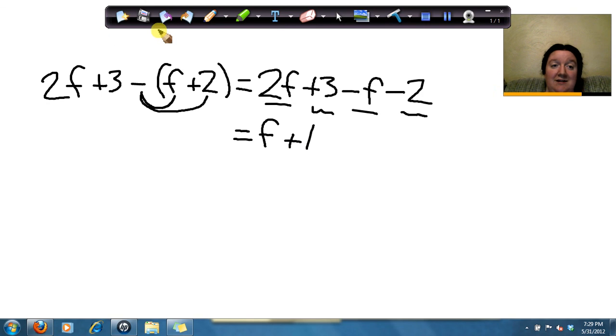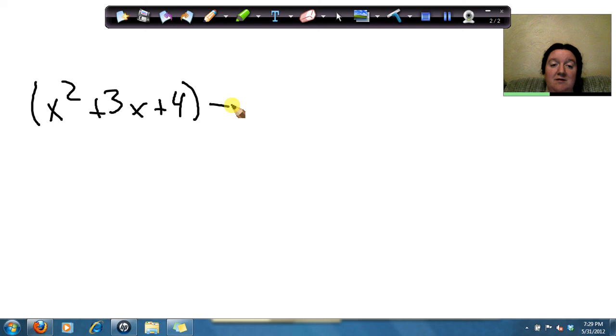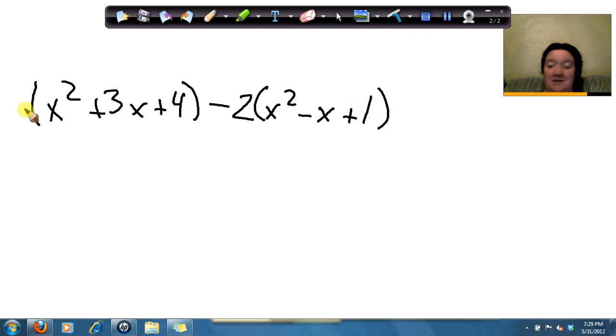Well, let's look at a little bit more complicated set. If I have x squared plus 3x plus 4, and I'm subtracting 2x squared minus x plus 1. Now if you look at this first set of parentheses, nothing's happening to it. We're just going to drag those parts along. X squared plus 3x plus 4.